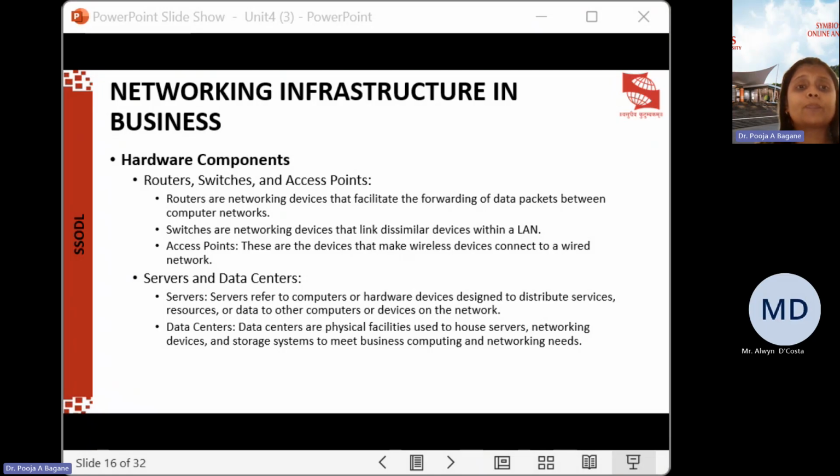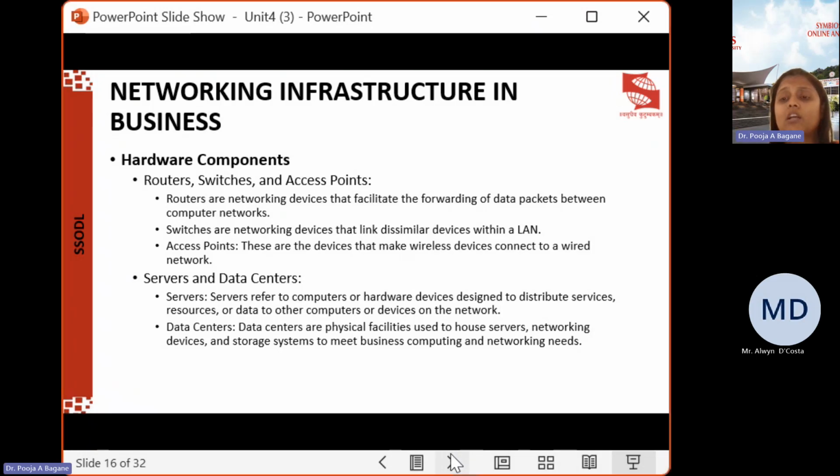Then data centers. Data centers are the physical facilities which are used to house servers, networking devices, and storage systems to meet the business computing and networking needs. Those data centers are the critical infrastructure which enables the storage, processing, and managing of large volumes of data and applications. This is designed to support the high availability, scalability, and security of the resources.